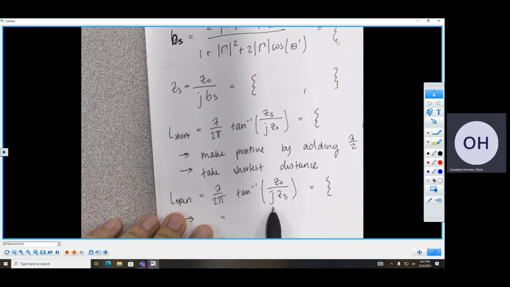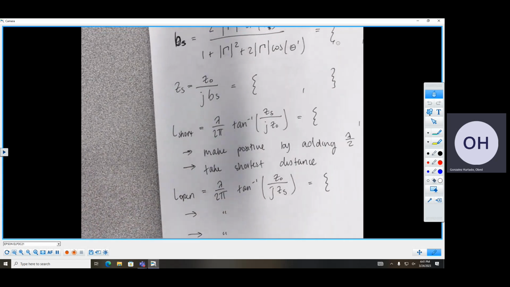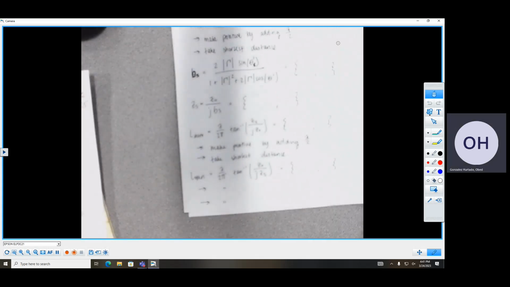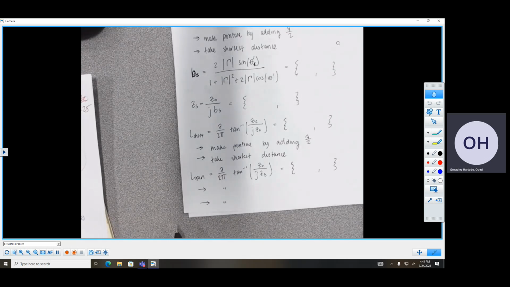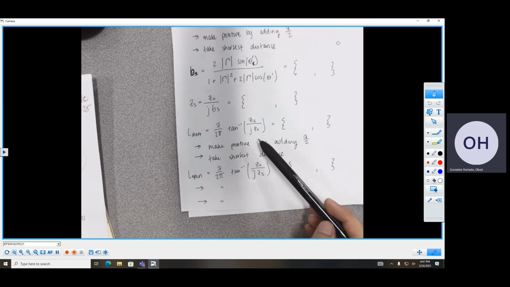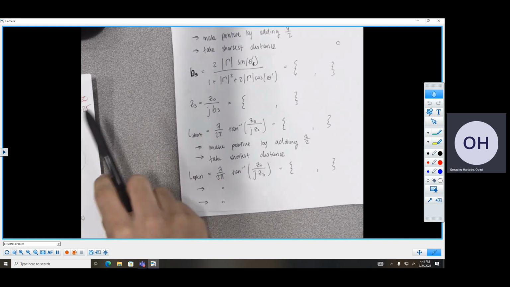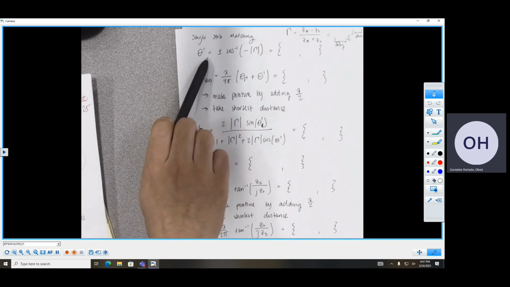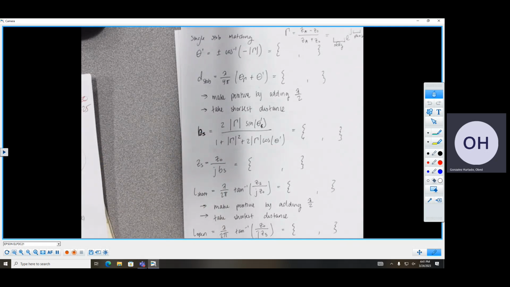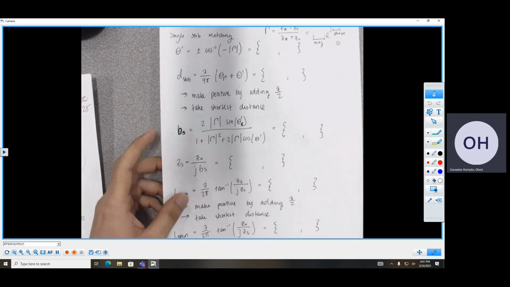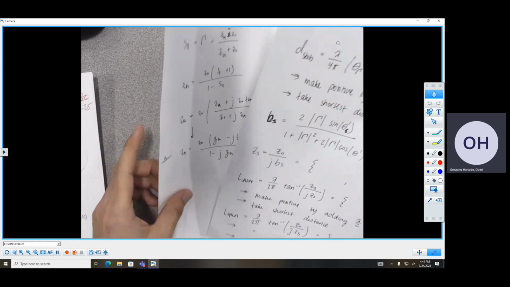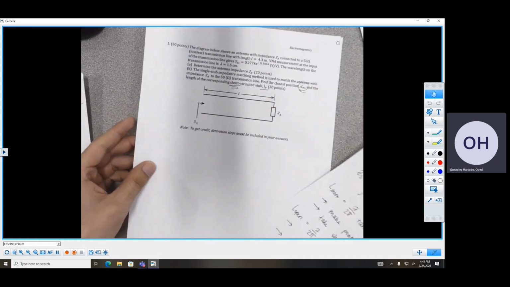Because here, the only thing that changes is when the ZS and Z naught get flipped for the short and the open. But BS, ZS is all the same, right? Okay. BS, ZS is the same. Same with the angle, angle prime. That's how you solve the question. First question.